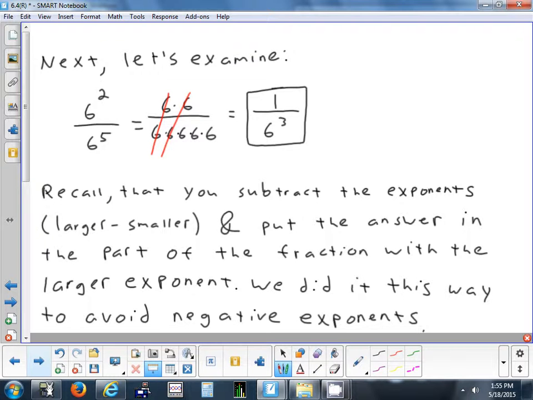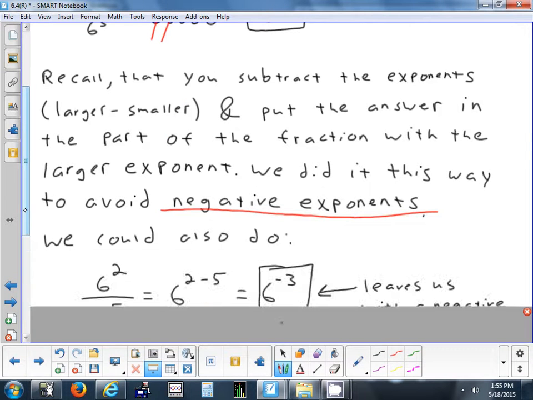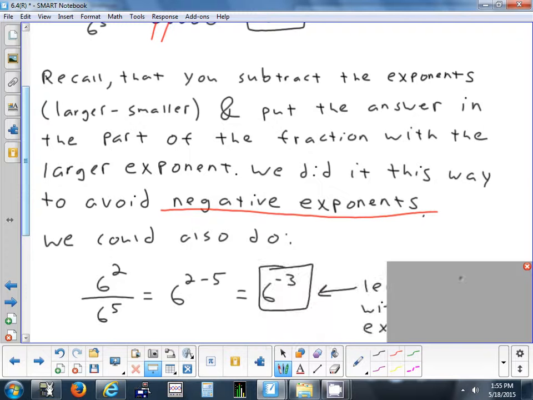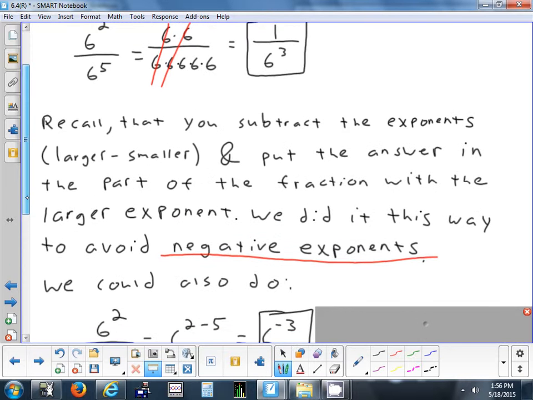Now, the reason we did it that way was to avoid negative exponents. That's the whole reason we taught it to you the way we did, so you didn't have to worry about it. But if we wanted, we could just subtract them the way they are. If we subtract them the way they are, we'd have this. This is not wrong. We didn't teach you guys to do it this way because you're going to end up with a negative. What's 2 minus 5? It's negative 3. So what's in that box and what's in that box above it?